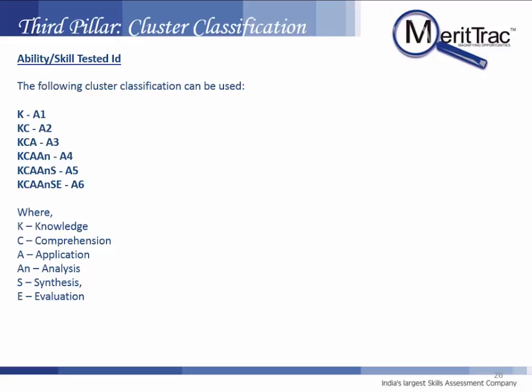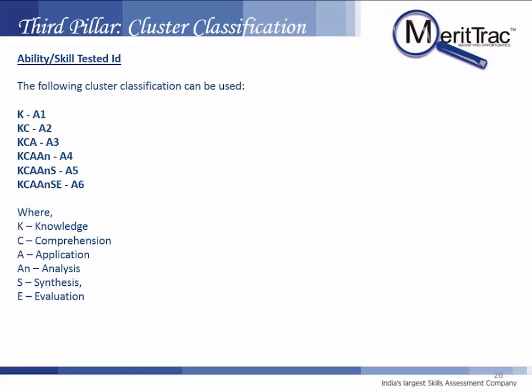Moving on, we have come to the third pillar, that is cluster classification, and as you see here, there are 6 clusters: A1, A2, A3, A4, A5 and A6. Now we will tell you how these are actually different from each other. As I have explained some time ago, as per Bloom's taxonomy, there are 6 layers of abilities which people are supposed to acquire during the process of education: knowledge, comprehension, application, analysis, synthesis and evaluation.